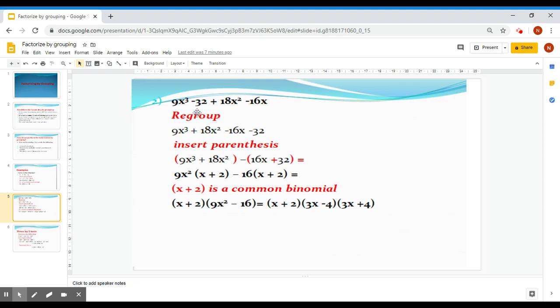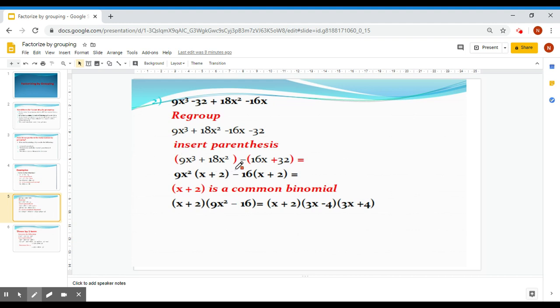Another example is this. So we have again four terms and we have to group. But if I take these two together and these two together, I cannot factorize these two. So I have to regroup. Regroup is I shuffle their places. I can change their places. So I group 9x cubed with the 18x squared together and the minus 16x with the minus 32.